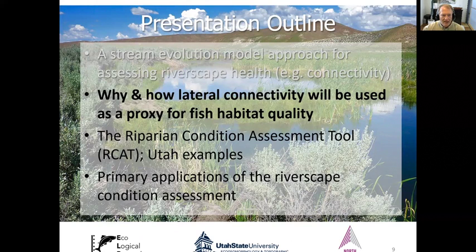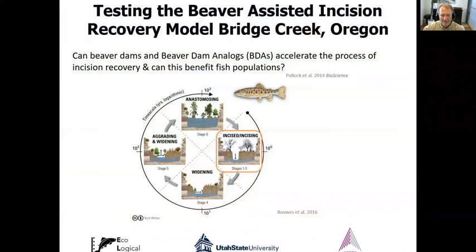So next, how and why are we using lateral connectivity as a proxy for fish? Kind of to build our case, I have 2 examples. The first is Bridge Creek. This project involved studying how beaver dams and beaver dam analogs can accelerate the process of incision recovery, and can this benefit fish populations?